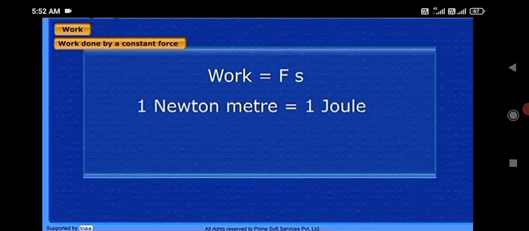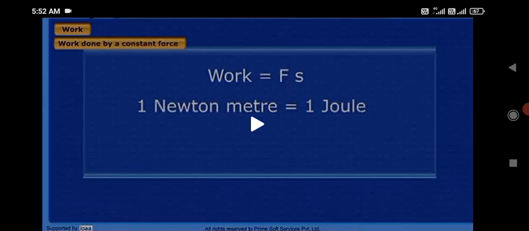Is there any other unit? Yes. The joule is the unit of work done. That is equal to force unit Newton times displacement unit meter. So 1 Newton meter equals 1 joule.